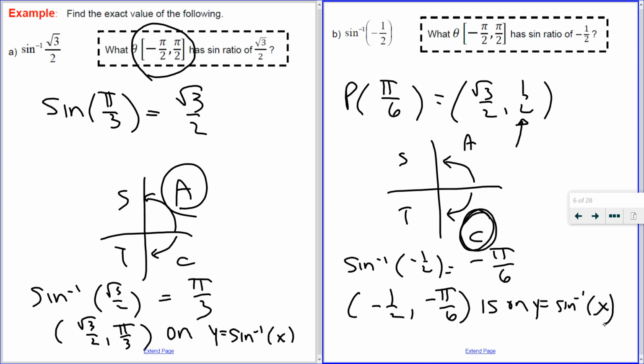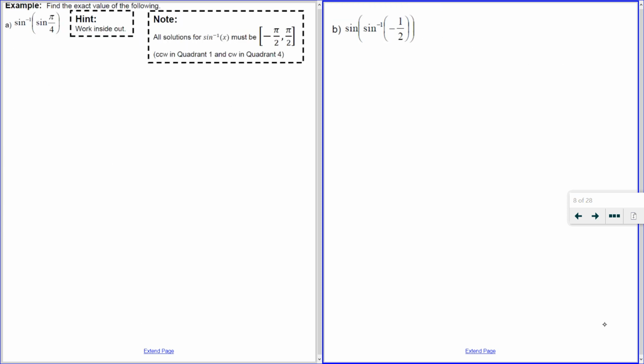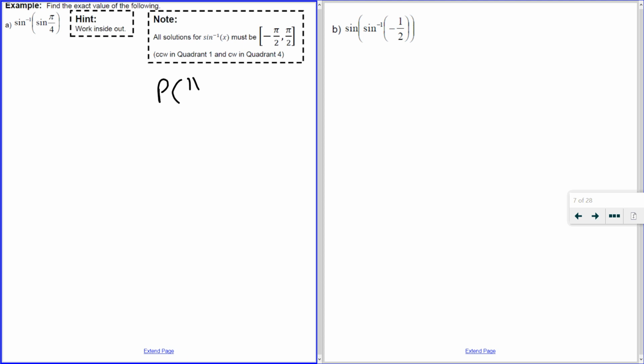Okay, let's up the fun factor with these questions. Let's try something like this. I want to do sine inverse of sine of pi over 4. I have a little hint for you: work inside out. Work inside the brackets first, and then go from there. So sine of pi over 4. Okay, let's look at pi over 4 on the unit circle. We know that that is root 2 over 2 and root 2 over 2.